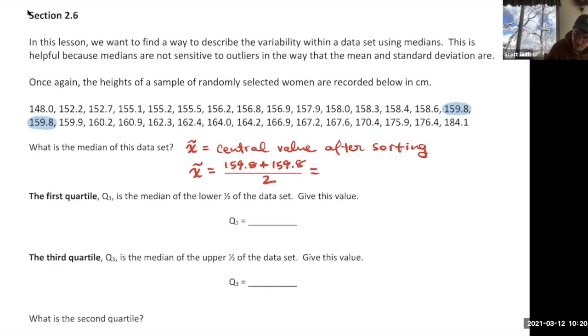If they are different, which they usually would be, you would average them. Only if there's two middle values. If there's one middle value, you just grab it, and that's the median. Okay, any questions?